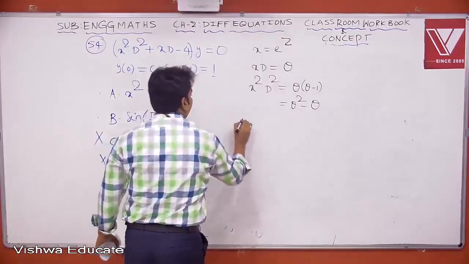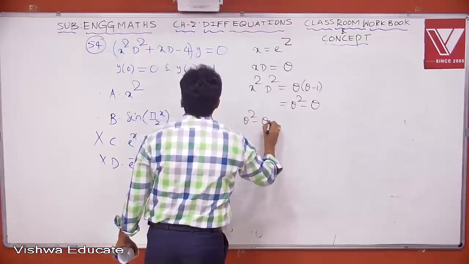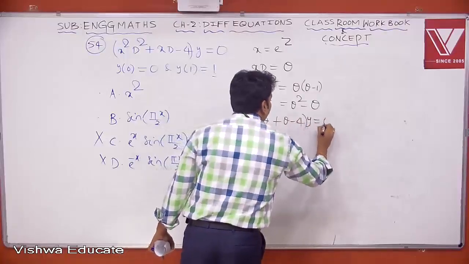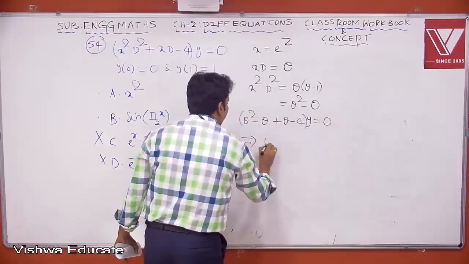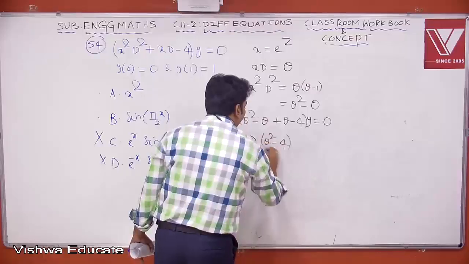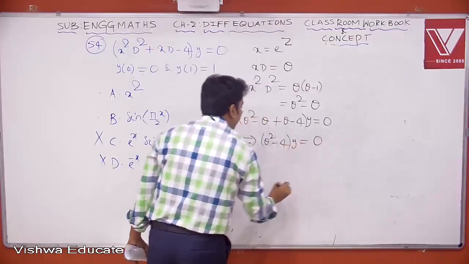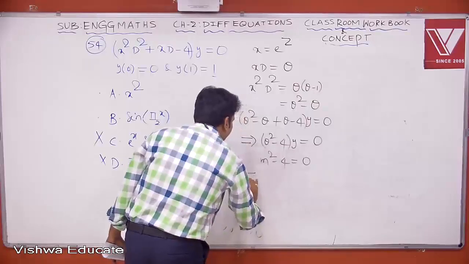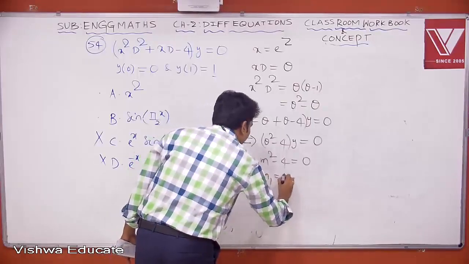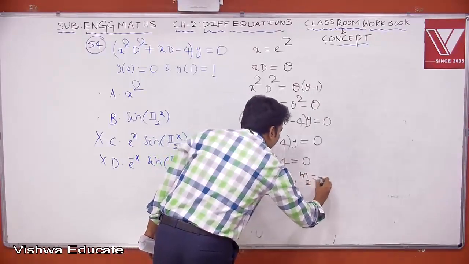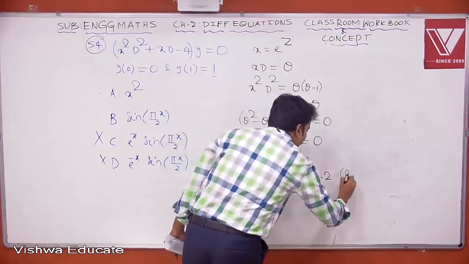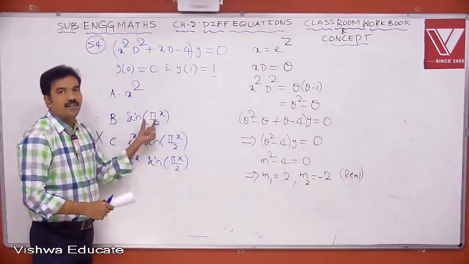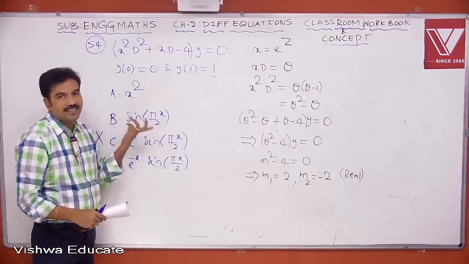Now, substitute here, we get theta square minus theta plus theta minus 4 of y equal to 0. So, this implies theta square minus 4 of y equal to 0. So, my auxiliary equation is m square minus 4 is 0. So, one root is plus 2, another root is minus 2. So, here roots are real roots. So, when roots are real roots, you won't get this sine function. So, therefore, the answer is A.